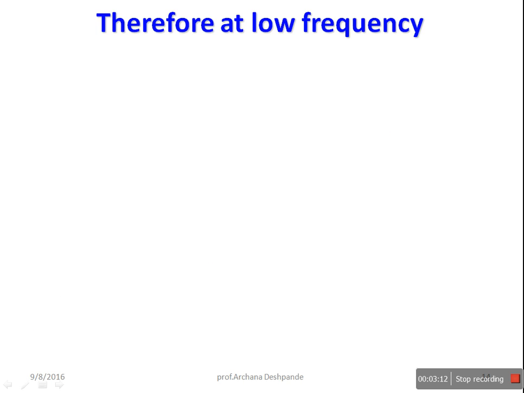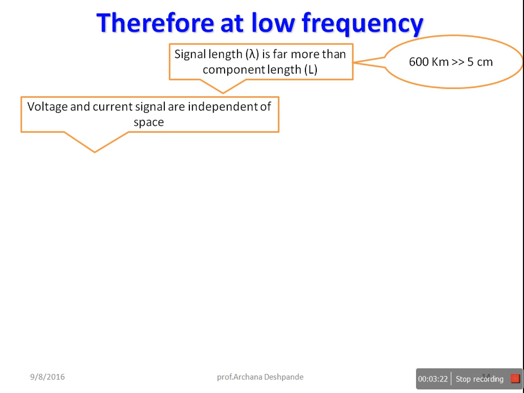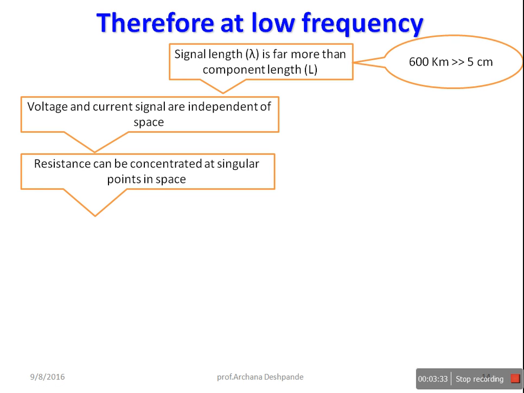So at low frequency, and 50 hertz is comparatively low frequency, we can say that the signal wavelength is far more than the component length. So 6000 kilometers is far greater than 5 cm, and we can say that the voltage and current signals are independent of the space. That means the voltage and current magnitudes at one end of the conductor are the same as at the other end of the conductor. We can also assume that the resistance is concentrated at a single point in space, that is, at a point over the length of the conductor.